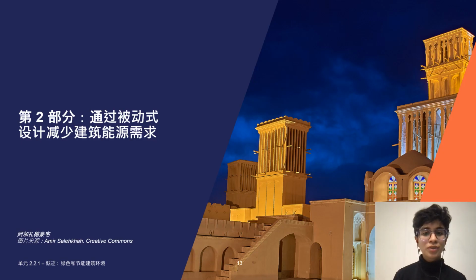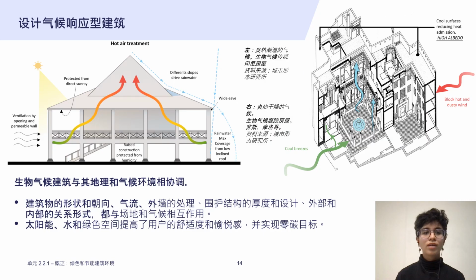Moving on to part 2 of the presentation, reducing building energy needs with passive design principles. Designing climate responsive buildings uses bioclimatic and passive design approaches, which reduces buildings' energy needs. Buildings interact efficiently with site and the climate through their shape and orientation, the airflows, the treatment of facades, the thickness, and the design of the envelopes, including the form of relationships between the exterior and the interior. Solar, water, and green spaces enhance user comfort and pleasure for the residents.